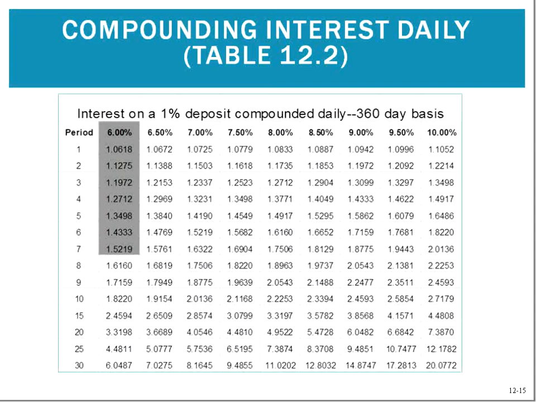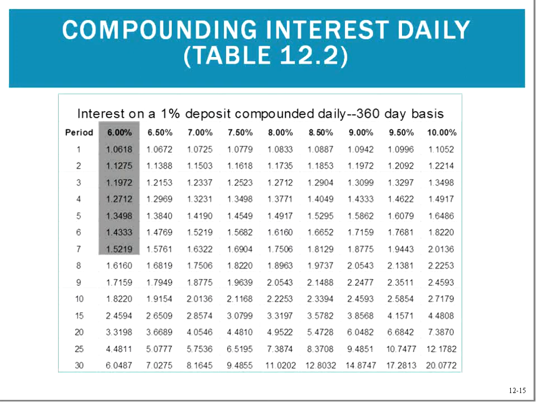So let's check out this other table. If you were to compound interest daily, table 12.2 in your book, right? 6% after 1 day, $1 at the end of 1 day would be $1.06. $1 after 4 periods, so you look at period 4, 6%, it would be 1.2712. If you were to round that for $1, it would be $1.27 at the end of 4 days.